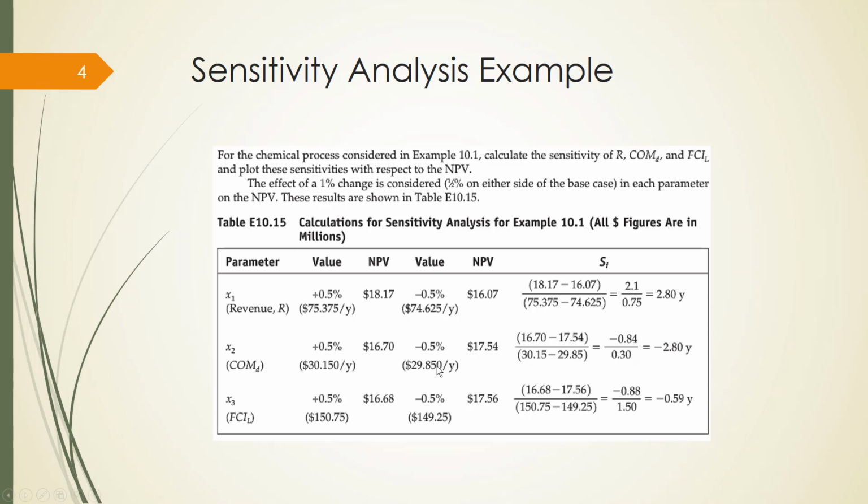Cost of manufacturing, if you do a similar thing, comes up with a negative 2.8. And for a 0.5% up and a 0.5% down on fixed capital investment, that effect is going to decrease the net present value by $0.6 million per year. So things that you can see from this is, first of all, that the effect of a change in revenue or cost of manufacturing are very similar, just opposite directions in that effect. And the fixed capital investment is a much smaller effect for a 0.5% change on that variable.